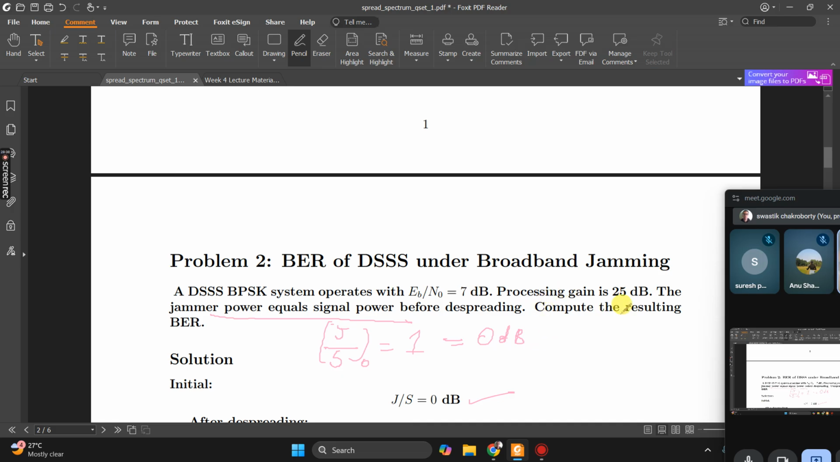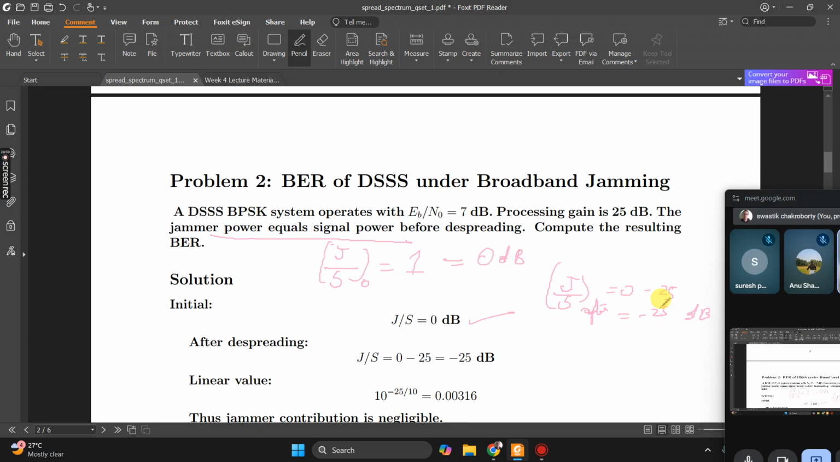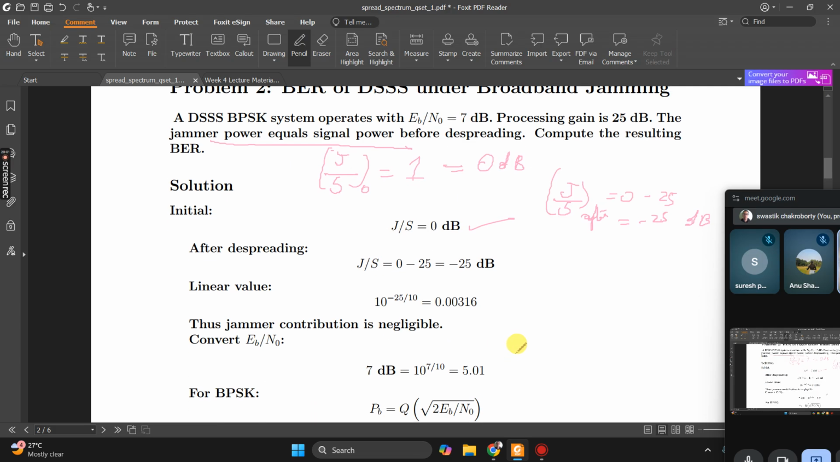Next, the processing gain is 25 dB. So what will be the J/S after despreading? It will be 0 minus 25, so it will be minus 25 dB. So the J/S after is minus 25 dB. So the jamming contribution is negligible. Minus 25 dB is basically 0. So it is negligible, so your BPSK Eb/N0 remains unaffected.